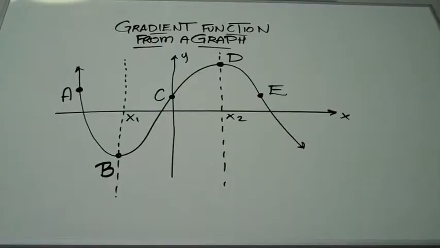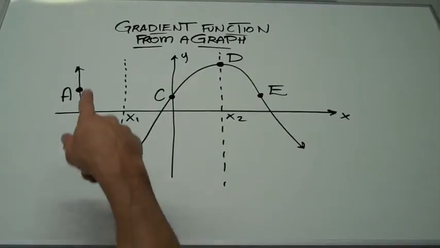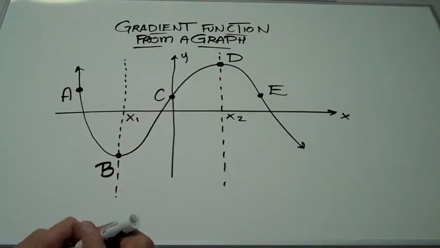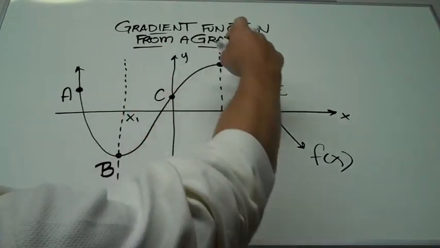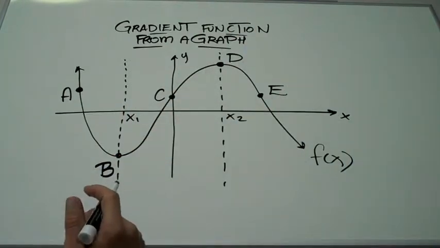Let's talk about the gradient function from a graph. Here I've drawn a graph of f of x. We'll call this curve f of x. It goes down and up and down again. And I've drawn certain points along the way.